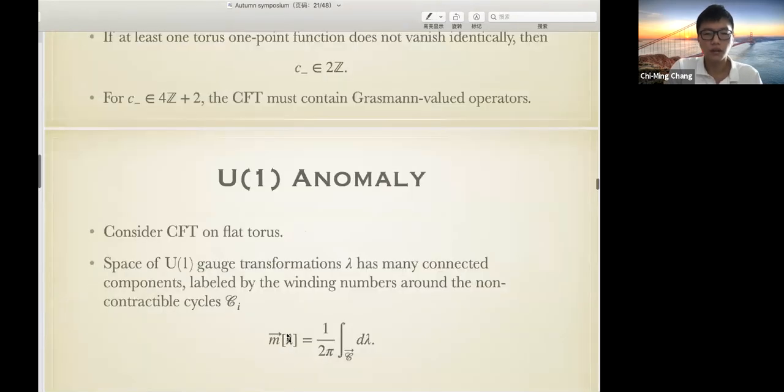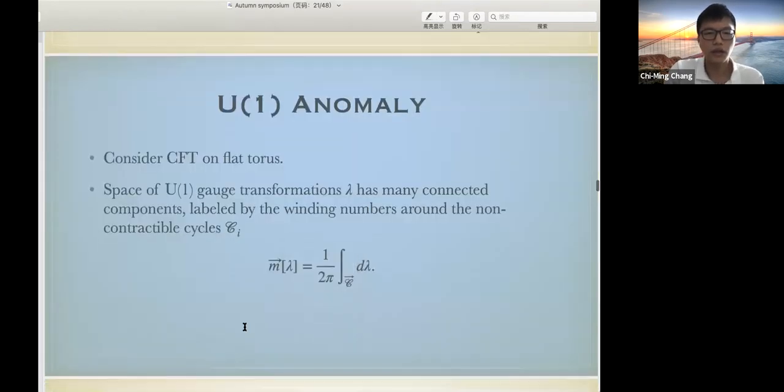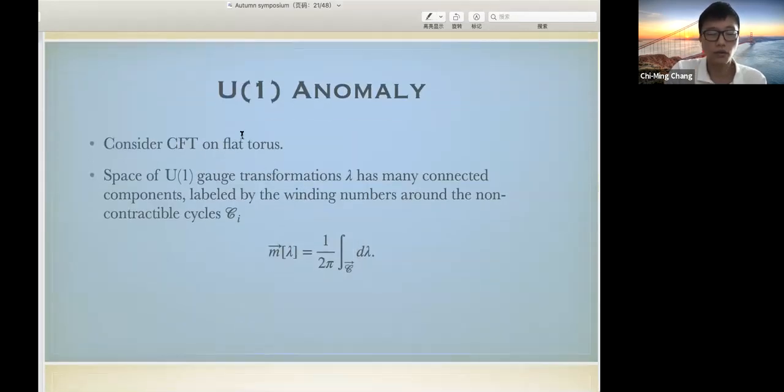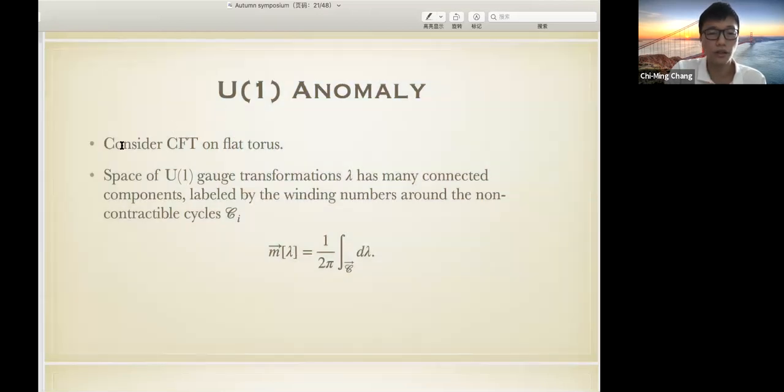Okay. So next, we can move on to consider the U(1) anomaly. And again, we can consider the CFT on a flat torus.